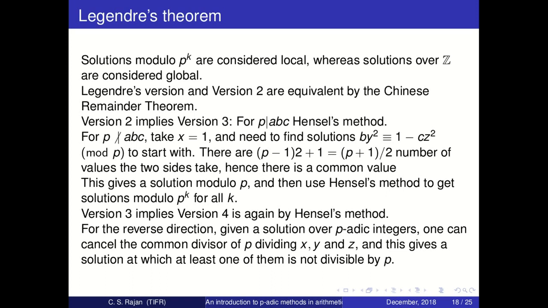For p not dividing abc, I will give you the argument. It's a very simple counting argument which will tell you there are solutions. And these are equivalent: from here to here, I go by Hensel, or p-adic integers. Once I have got a solution, if p does not divide abc and I have a solution mod p, then by Hensel I can lift it all the way to a p-adic integer. And for p dividing abc, if I have a solution mod p squared, I can lift it all the way. And for p equal to 2, I can lift it provided I have a solution mod 4, or mod 8 should be enough.